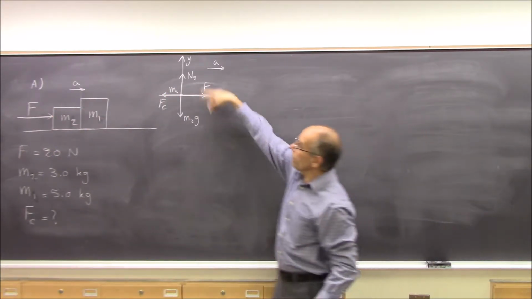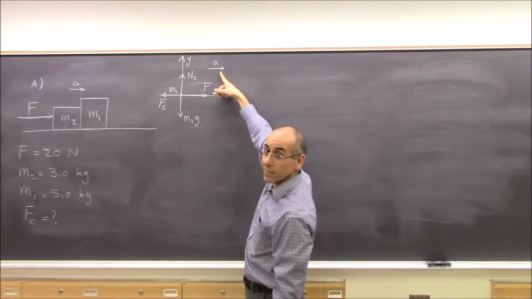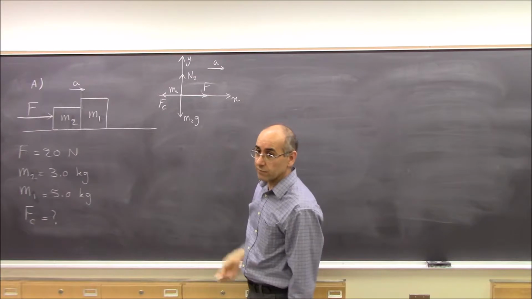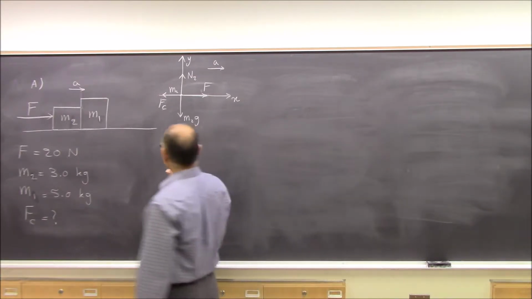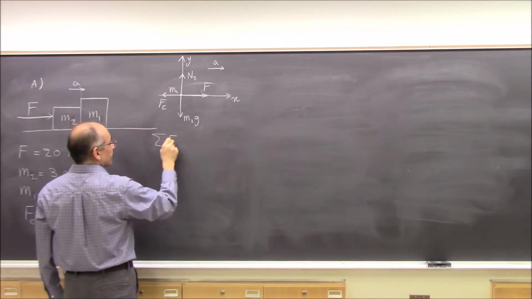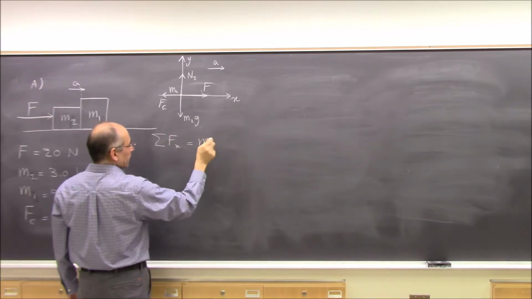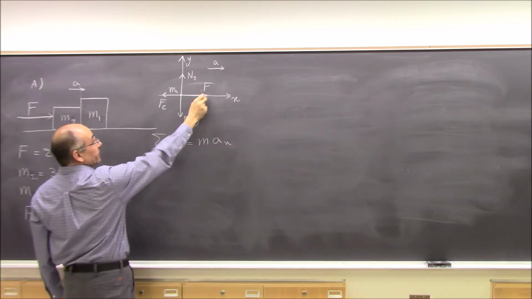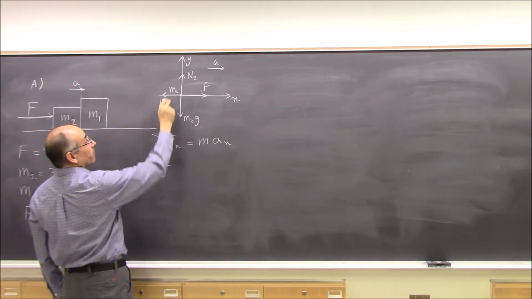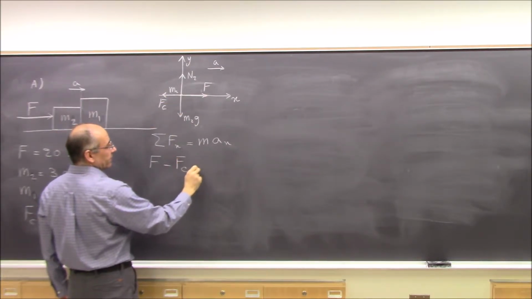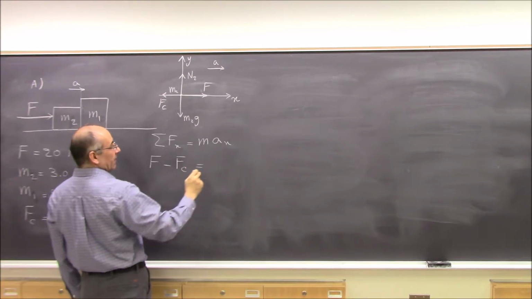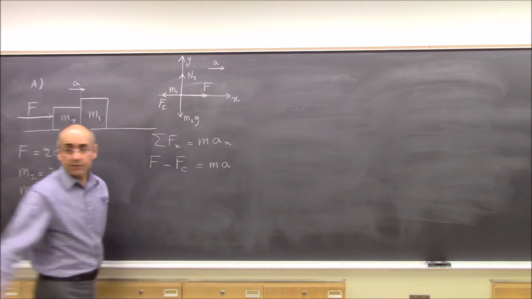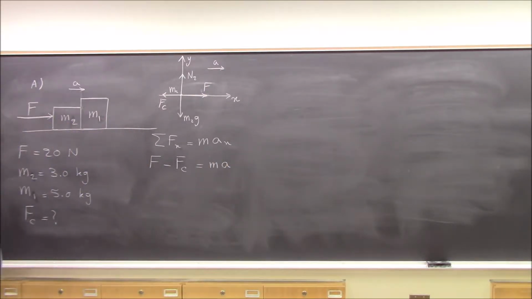Now, if you say sum of Fy equals M ay, ay is 0, so it just gives you that N2 and M2 g are the same. So that's not very useful. But in the X direction, you can say sum of Fx equals M ax, and sum of Fx means F minus Fc, because Fc is in the negative X direction, equal to M times a, which is the X component of the acceleration, the same as its magnitude.